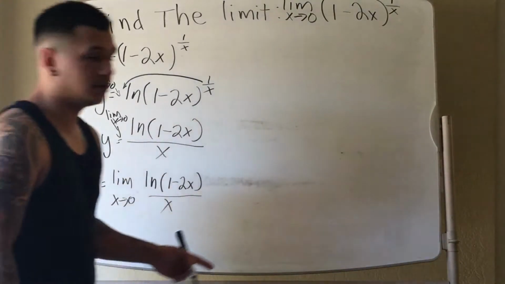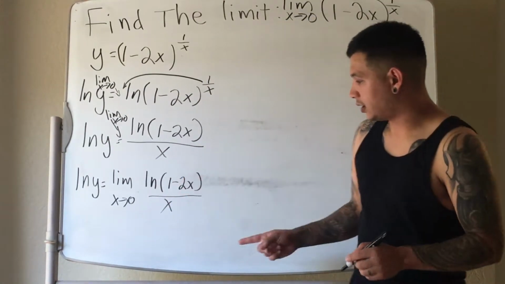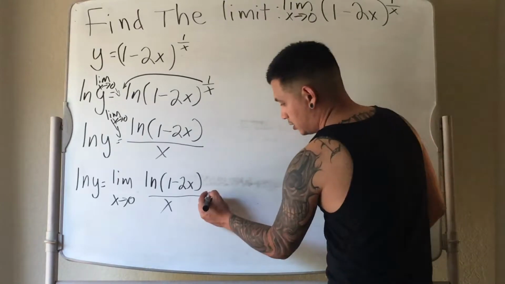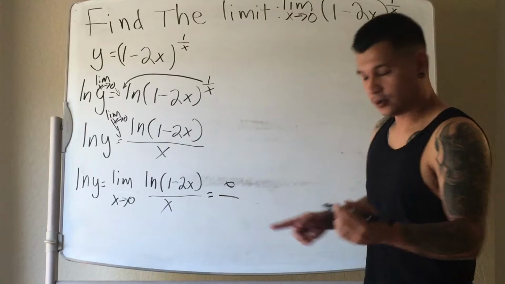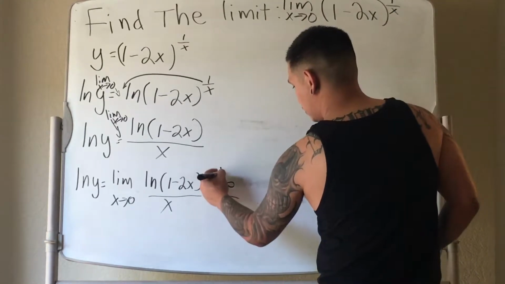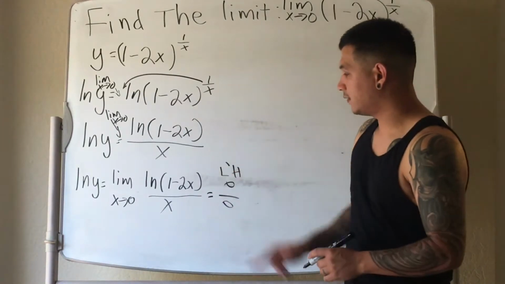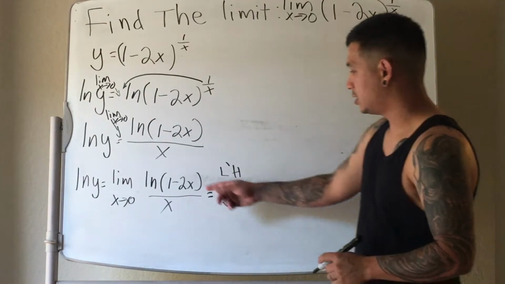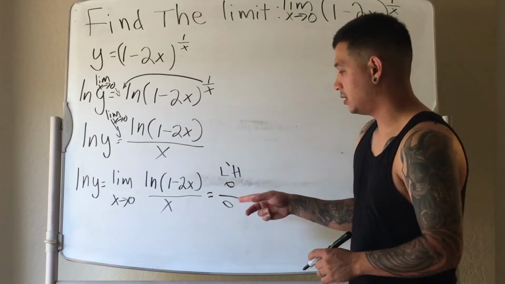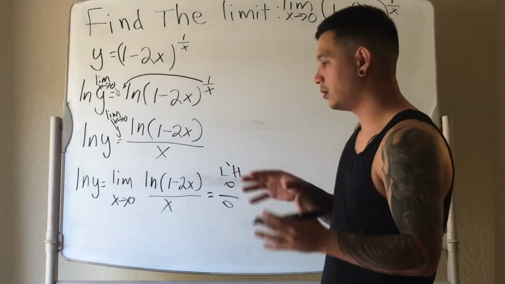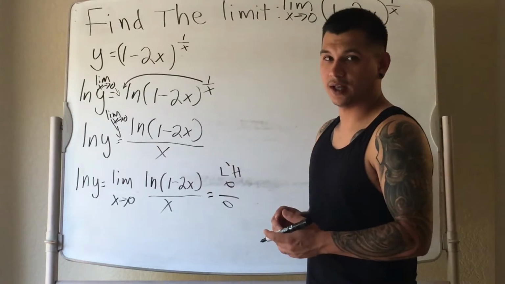Now when we plug in 0, what do we get? We get ln of 1 on top, which is 0. And when we plug in 0 in the denominator, we also get 0. So we can use L'Hospital's rule. We're going to take the derivative of the top, which is ln of (1 minus 2x). You have to think of it as one whole thing, so let's think of it as x. Well, what's the derivative of ln of x?